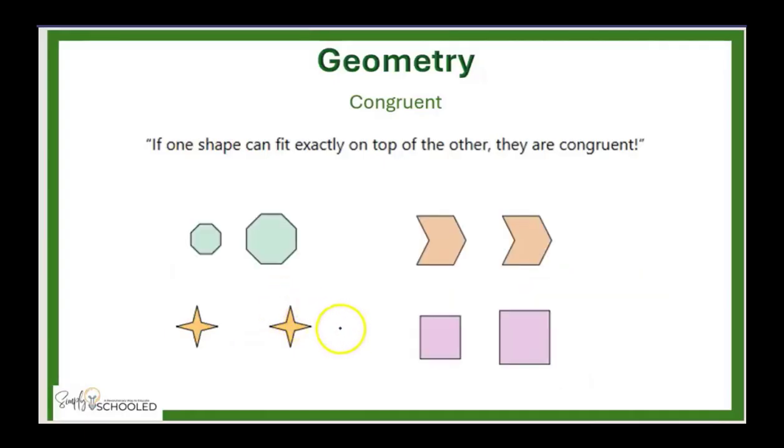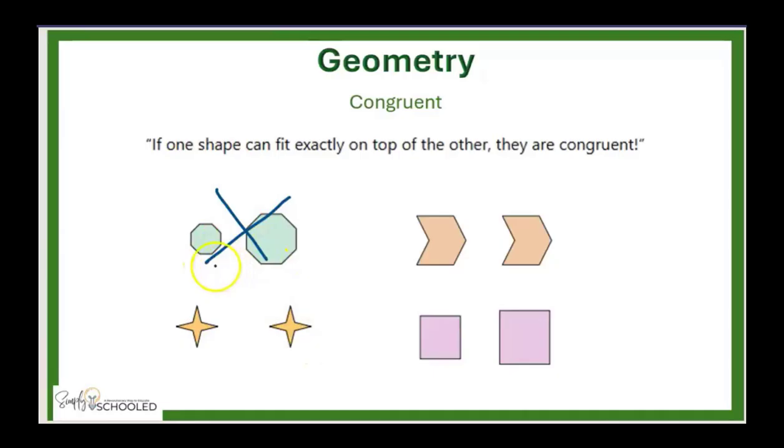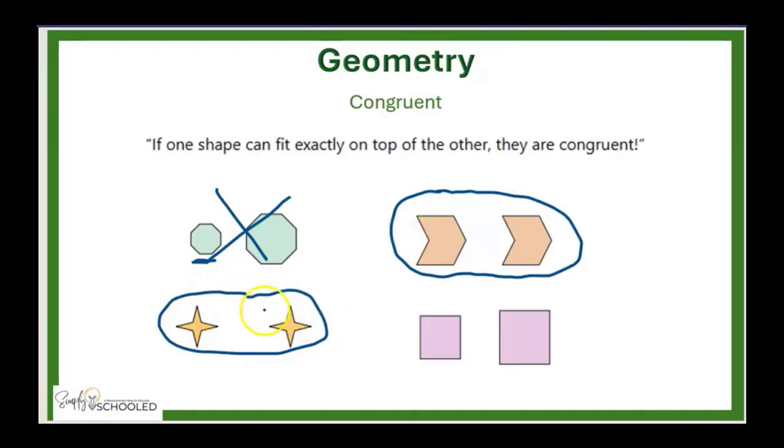Again, congruent shapes are when one shape can fit exactly on top of another shape. That makes them congruent. So if we look at these shapes, these are not congruent because this first shape is visibly smaller than the other one. These two shapes are congruent. You could stack them on top of each other and they would match perfectly. These two stars are congruent. Again, you can put them on top of each other and they would match perfectly. These two shapes are not congruent because one is larger than the other one.